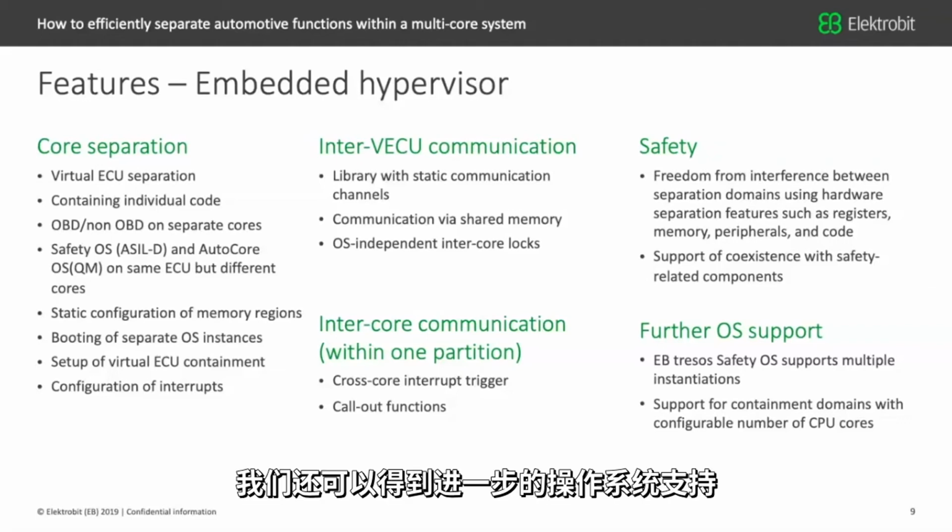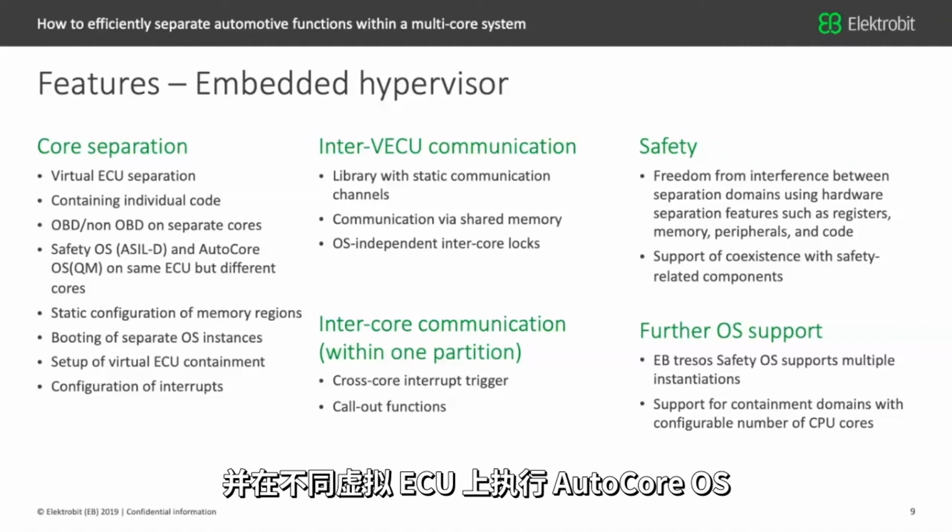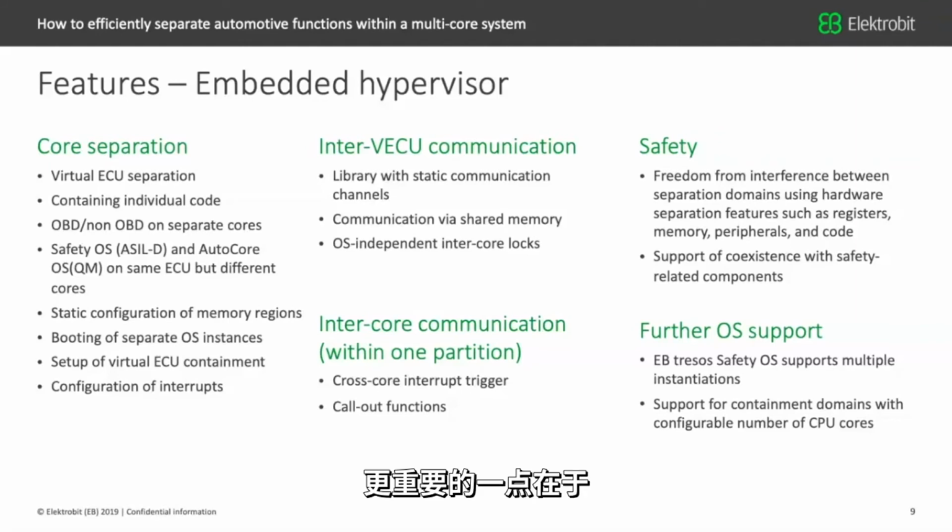And then, further OS support. Of course, I can execute multiple instances of the safety OS, also the AutoCore OS, on different virtual ECUs. For the safety OS, this is more important because I can execute multiple instances of the safety OS within one virtual ECU. This is also possible. And I can configure the number of CPU cores within my virtual ECU setup.